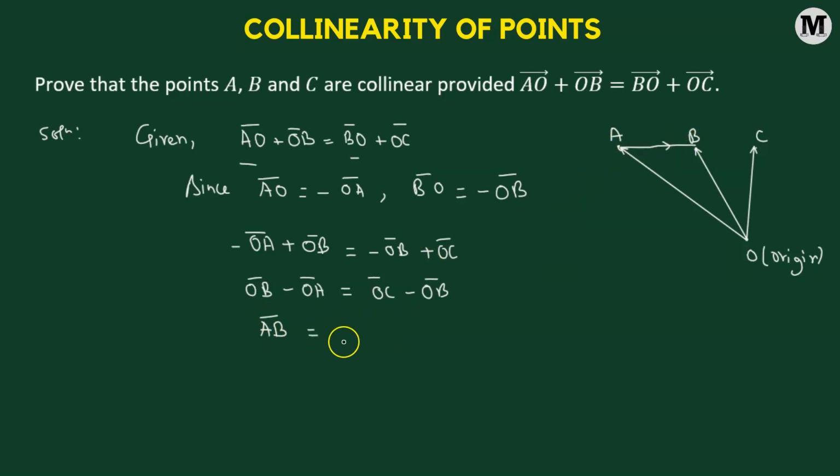And what is OC minus OB? That will be simply the vector BC. That means we have a vector going from B to C. Now AB equals BC.